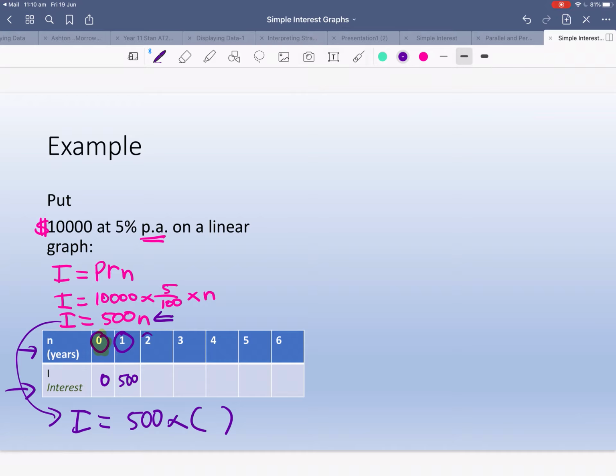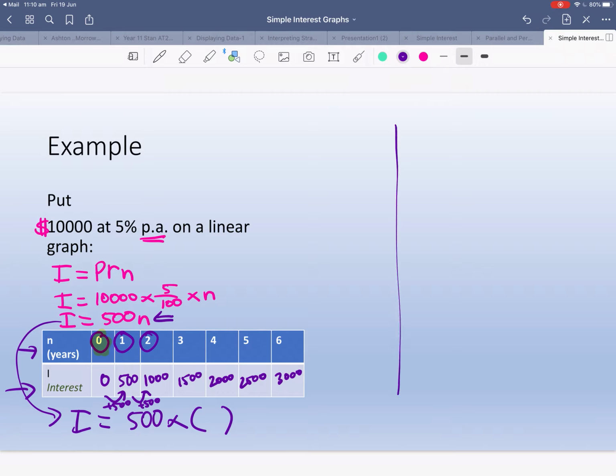And then the next one will be 2. So you put 2 in there. So that looks like it's going to be 1,000. And then 3. And hopefully you can see the point that it's going up by 500, because it's a linear graph. So I'm just going to keep going up by 500. And now I've done my table of values and all I'm going to do is graph this.